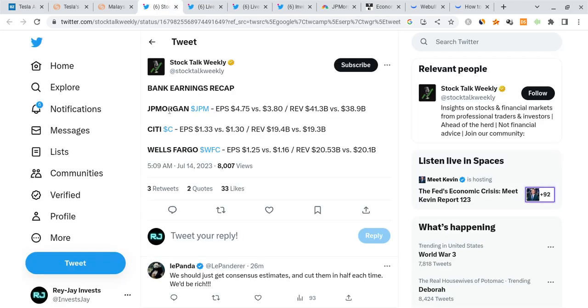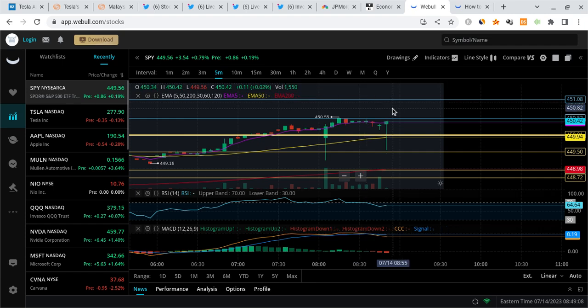And finally, we have JP Morgan. Once again, it beat on EPS and revenue. Citi beat on EPS, beat on revenue. Wells Fargo beat on EPS, and it beat on revenue too. So lots of beats so far. And guidance has been quite decent too, and the market's still holding up quite nicely as all this data has been dropping. Now we're about an hour away from market open specifically, and so far the market's holding up.